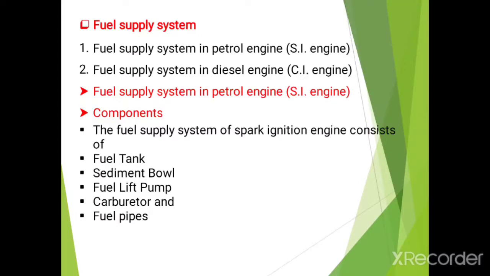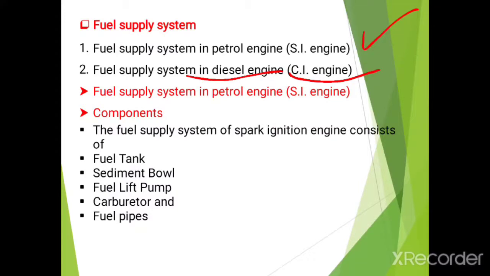This session we will start with fuel supply system. There are two types of fuel supply systems according to the types of engine. First, the fuel supply system in petrol engine, also called SI engine, meaning spark ignition engine. Second, the fuel supply system in diesel engine, also known as CI engine, meaning compression ignition engine.